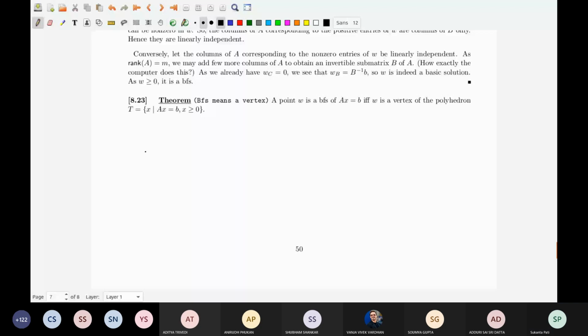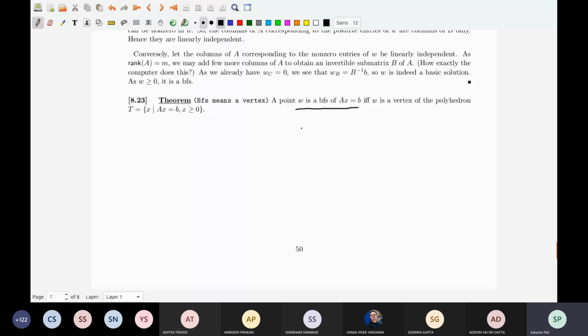Fine. You want to show what? Now W is a vertex of this polyhedron. By saying BFS, it is entry wise greater than or equal to 0. So I want to say W is a vertex of this polyhedron. How do you show W is a vertex of the polyhedron?